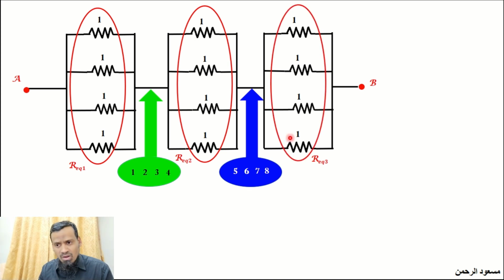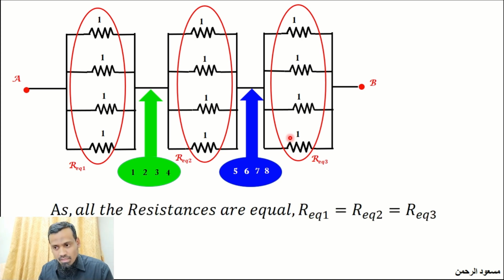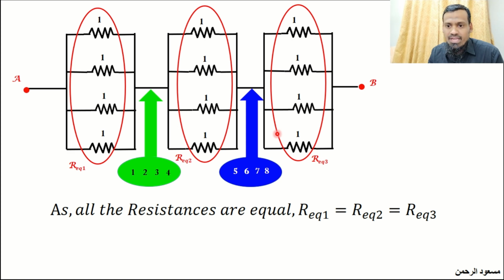You can see that all the resistances are of equal values, so we will end up with a condition that R equivalent 1 will be equal to R equivalent 2 will be equal to R equivalent 3. Now let us find one of those resistances, R equivalent 1.